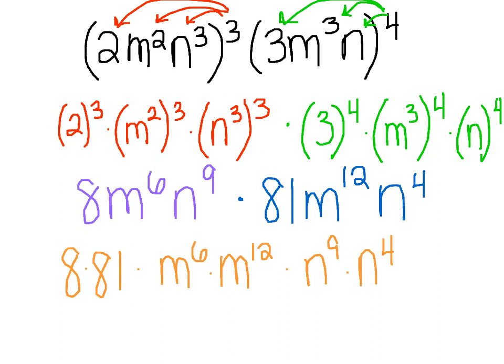Now we can simplify, and we see 81 times 8 is 648, m to the 6th times m to the 12th. Now, we're not doing power of a power, we're multiplying 2 powers. So we're going to keep the base, add the exponents. 6 plus 12 is 18. And same thing with the n's. We're multiplying, so we're going to keep the base, add the exponents. And our final answer is 648, m to the 18th, n to the 13th.